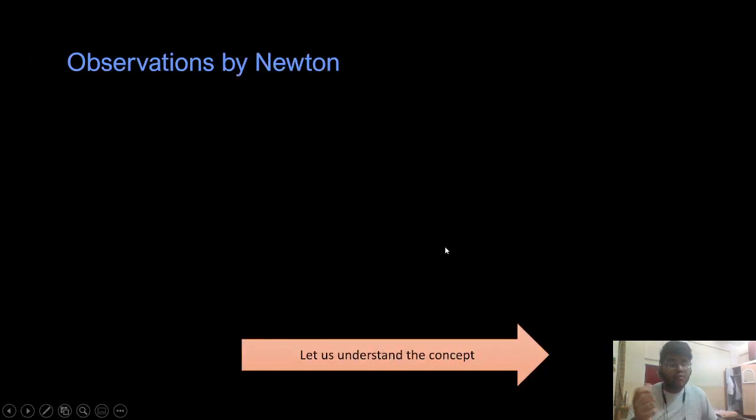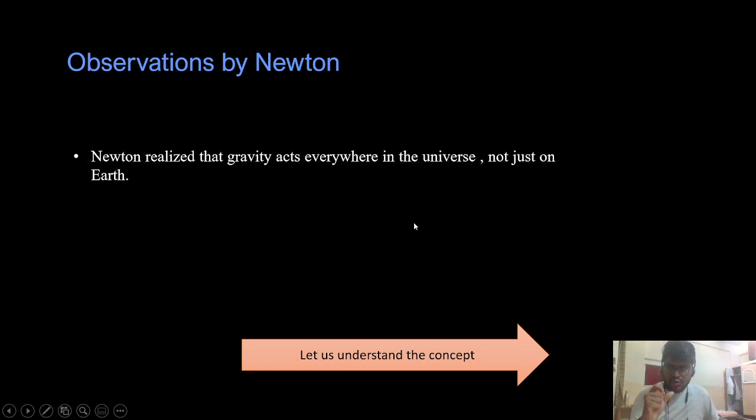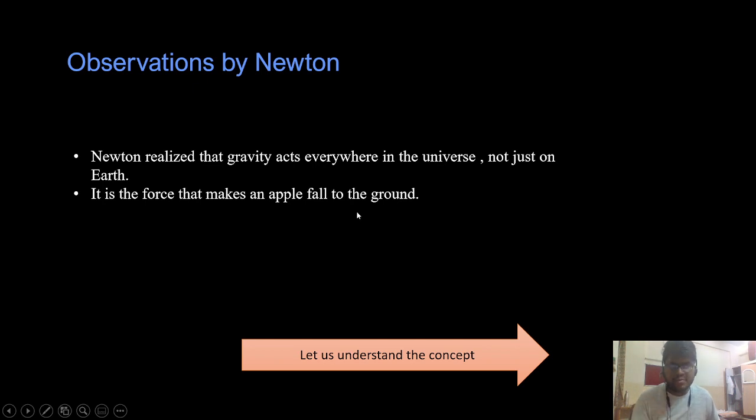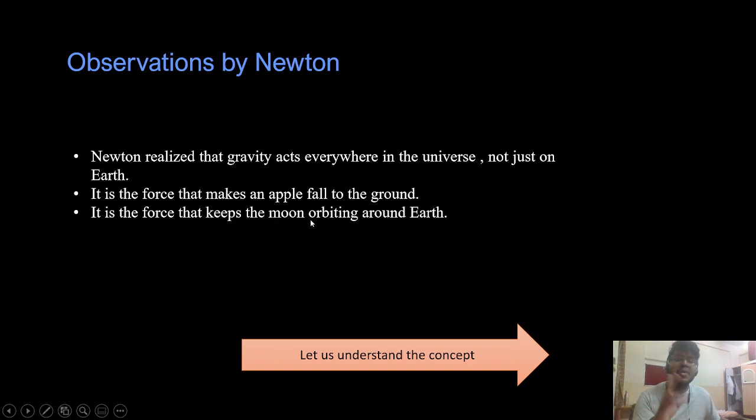Now, what were the subtle observations made by Newton at that time? Newton observed that gravity acts everywhere in the universe, not just on the Earth. So it does not imply that gravity only acts on the Earth. No, it acts on the whole universe, and it is also independent of various objects. It almost acts on all the objects. It is the force that makes an apple fall to the ground, as we have seen already. It is the force that keeps the moon orbiting around the earth.